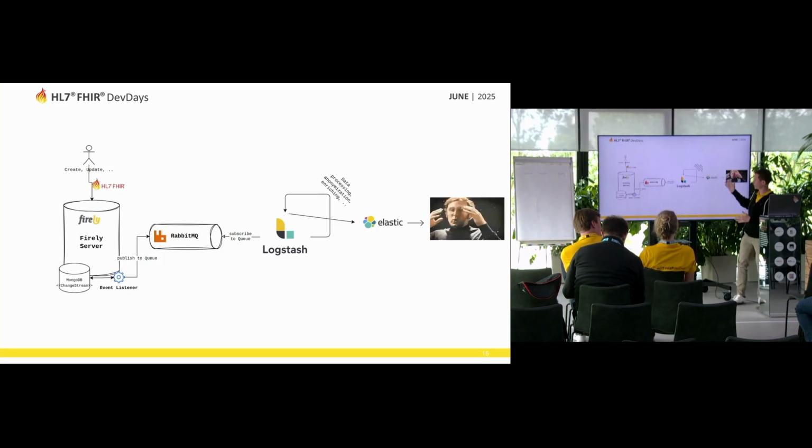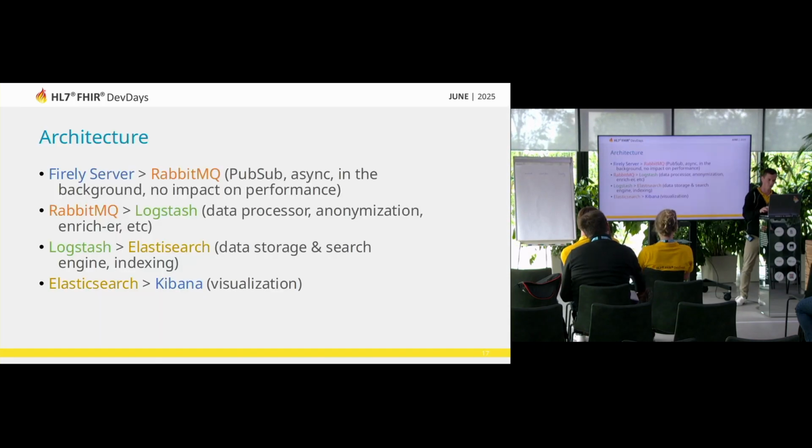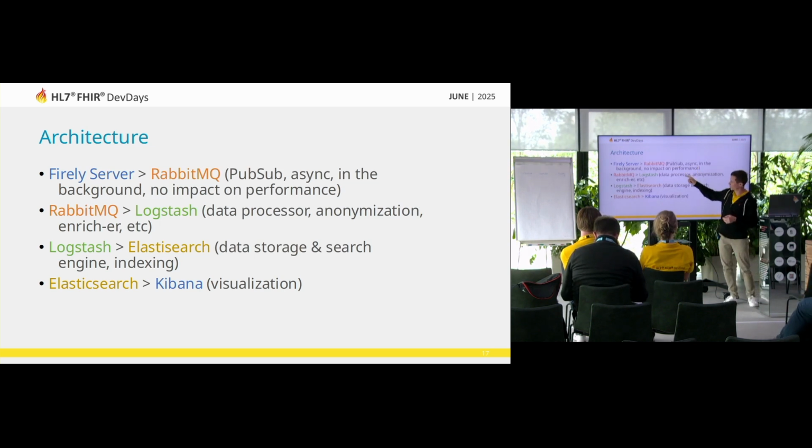And then again, this is where imagination can go wild. So once you have things in Elastic, you can put Kibana on top, which is meant for visualizing of this data. So to summarize what we have achieved, so FHIR server out-of-the-box functionality to push the changes to RabbitMQ, Logstash on the other side for data processing, Logstash then pushing data to Elasticsearch, and Kibana on top.